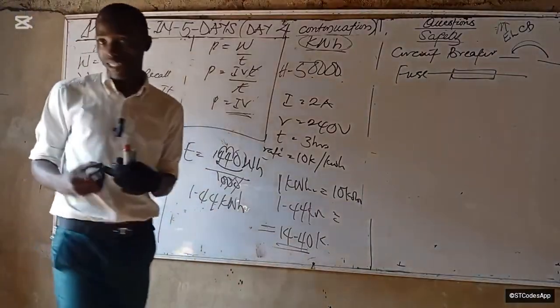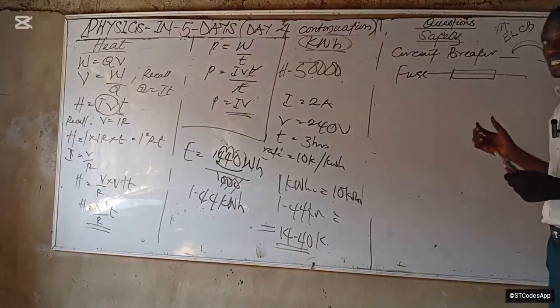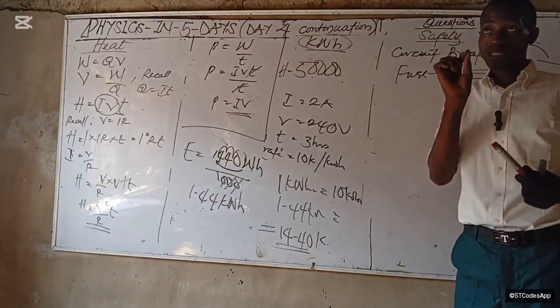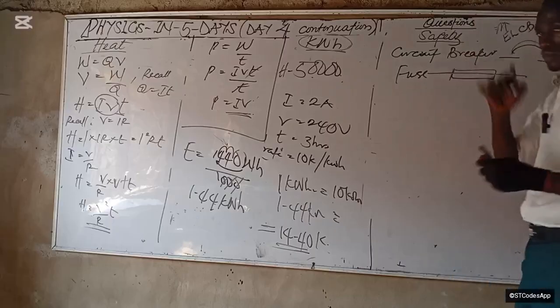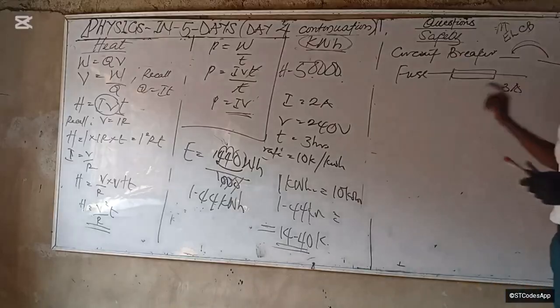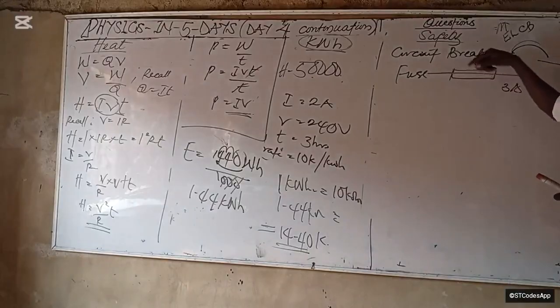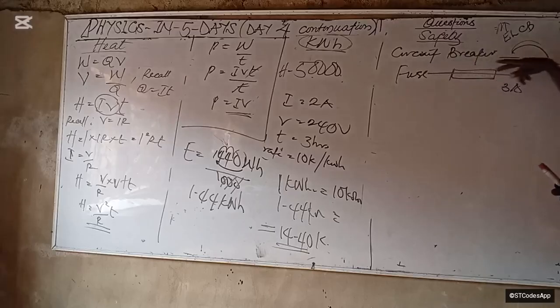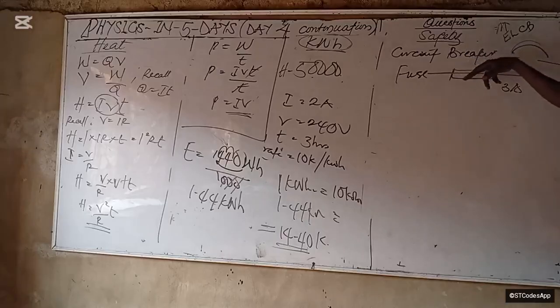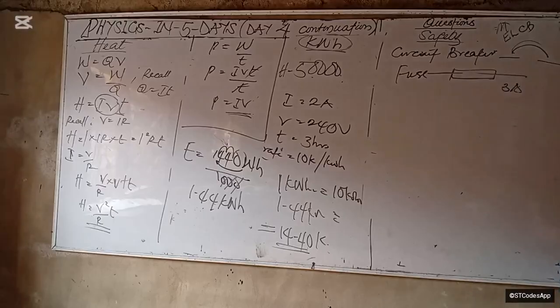Now for the fuse, for example, if a fuse is rated 3 amps, it means that it cannot permit any current that is greater than 3 amps to pass into the appliance. The fuse will not allow a current that is greater than 3 amps to pass through. So if there was a current of 5 amps trying to flow through it, what happens is that the fuse will get heated up and will melt. It will melt away, and by melting away it has discontinued the circuit.